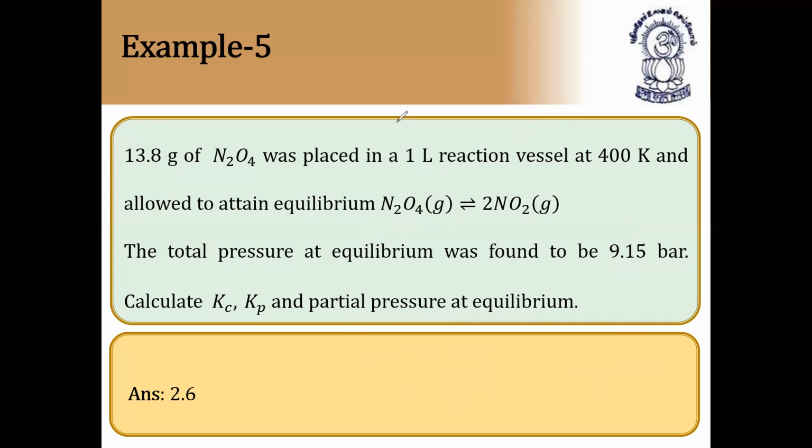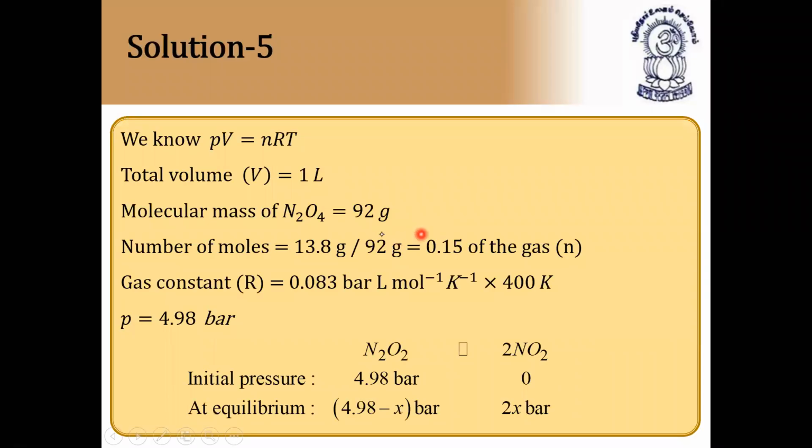I have given it clearly in typing only. So you can see here the solution. We know that PV is equal to nRT. Total volume becomes 1 liter. So the molecular mass of N2O4, dinitrogen tetroxide: nitrogen is 28 plus oxygen 64, 16 times 4 is 64. It is equal to 92 grams. So the number of moles is equal to 13.8 divided by 92 grams, so it is equal to 0.15 mole of the gas.